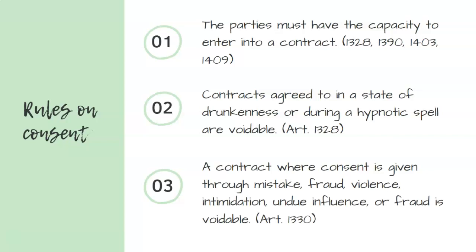However, where both parties are incapable of giving consent to a contract, the same is unenforceable. Tingnan nyo ha kung sino ba yung walang kakayahan magbigay ng consent. So, what are the examples or who are these persons incapable of giving consent? You have the unemancipated minors, insane or demented persons, deaf mutes who do not know how to write, persons suffering from civil interdiction, and incompetents under guardianship.